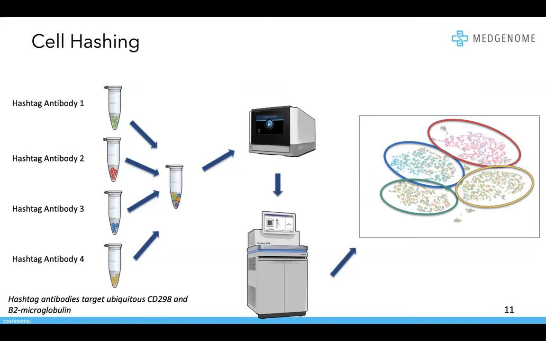But with cell hashing, you could label them with these antibodies, hashtag antibody 1, 2, 3, 4. This is the nomenclature that BioLegend uses. And once each sample is labeled with a different antibody, you can then combine them together, make a single gem, sequence it, and from the data, deconvolute the samples and separate out the 4 samples.